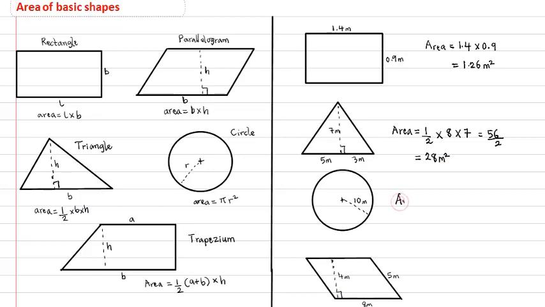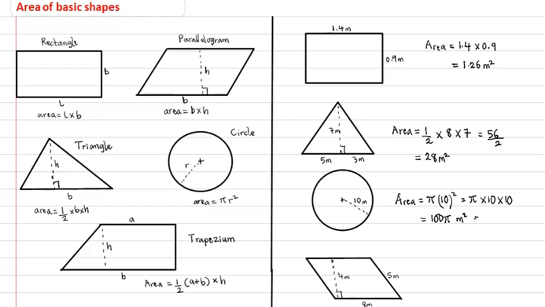Now for circle, we know that our area of circle is pi r square. So this is our r, 10. So 10 square, that is pi times 10 times 10. So to give us 100 pi. So that is 100 pi meter square is our final answer.